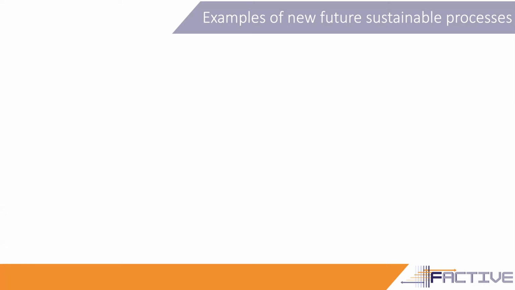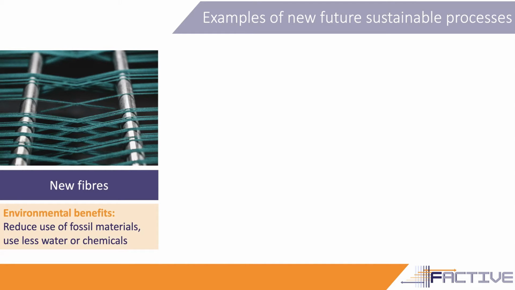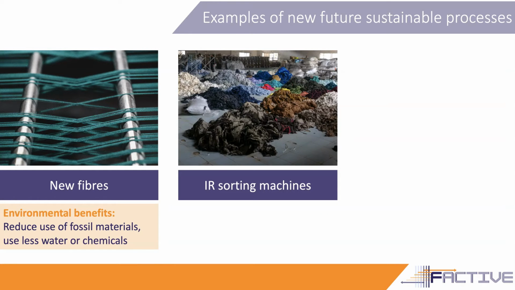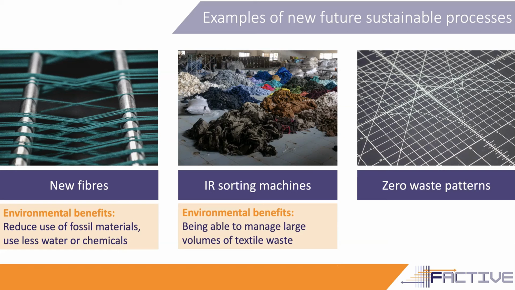Sustainable processes related to the textile production chain can be: the use of new and sustainable fibers, obtained from natural sources, avoiding the use of fossil raw materials and reducing water and chemicals consumption. Automatic IR sorting machines, that help to separate large amounts of textile waste according to its color and/or composition. Zero-waste pattern systems, that reduce the textile waste generated in the garment manufacturing steps.